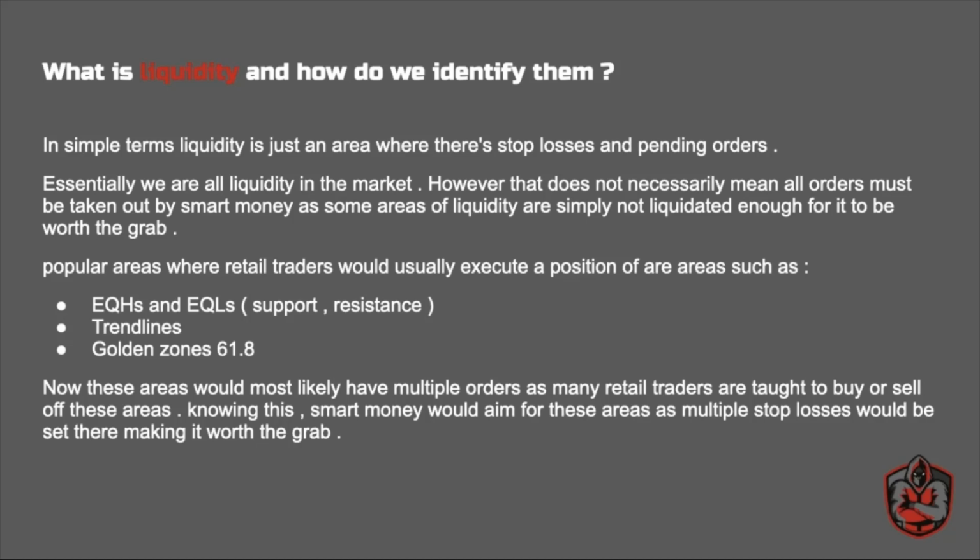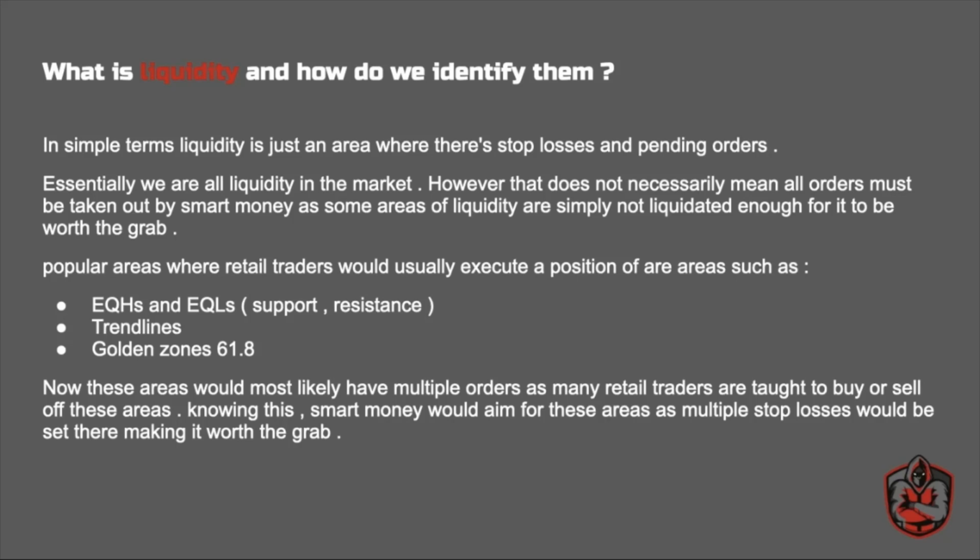However, that does not necessarily mean all orders must be taken out by smart money, as some areas of liquidity are simply not liquidated enough for it to be worth the grab. Popular areas where retail traders would usually execute a position are equal highs and equal lows, examples of that would be support and resistance levels, double tops, double bottoms. Another popular area would be trend lines, and another would be golden zones. All of these three areas are strategies where a typical retail trader would usually execute a position.